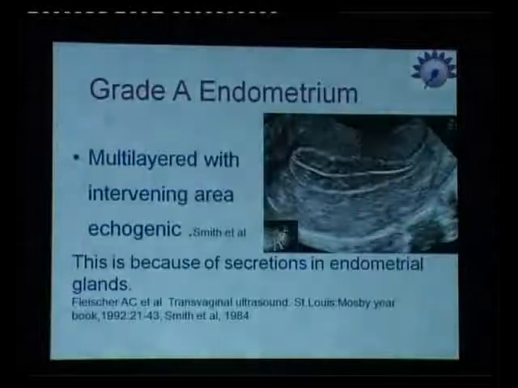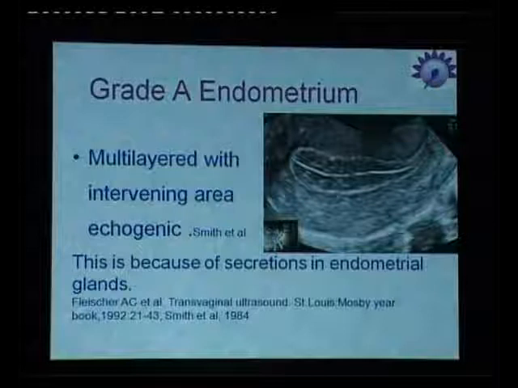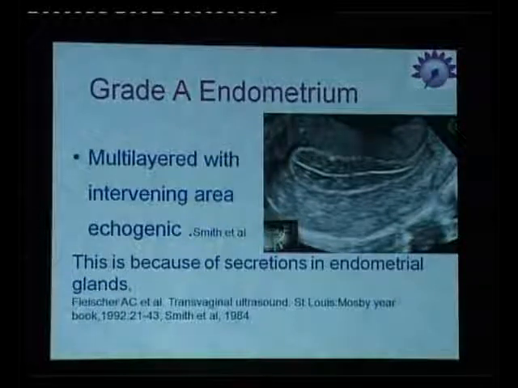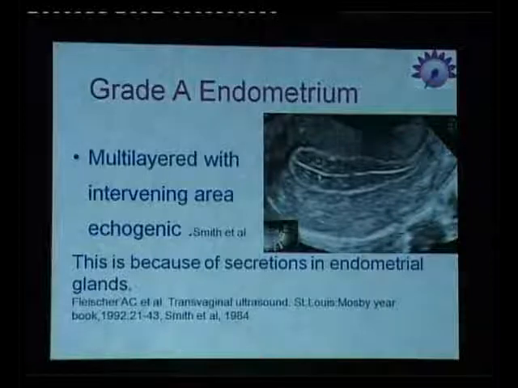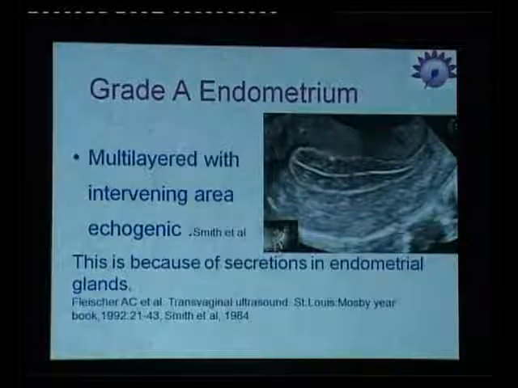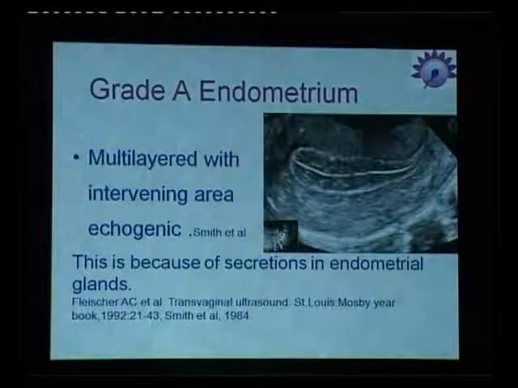The endometrial morphology, I told you that we need a grade A or B endometrium, and this is Smith et al.'s classification, and it grades the best as grade A, B, and C is the worst. The grade A endometrium is a multilayered endometrium with the intervening area which is as echoic as the anterior myometrium. This is because of the secretion in the endometrial glands, and also because of the vascularity, the blood vessels which have started penetrating inside the endometrium.